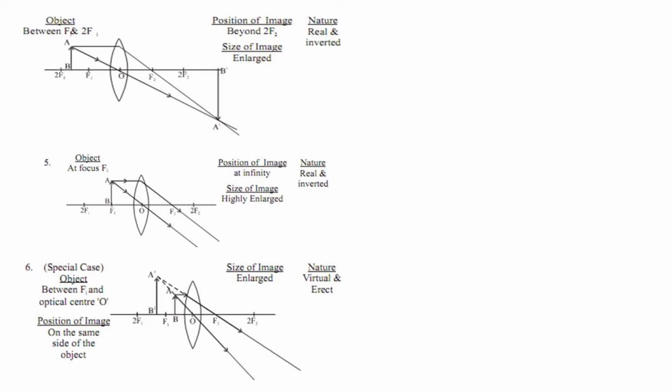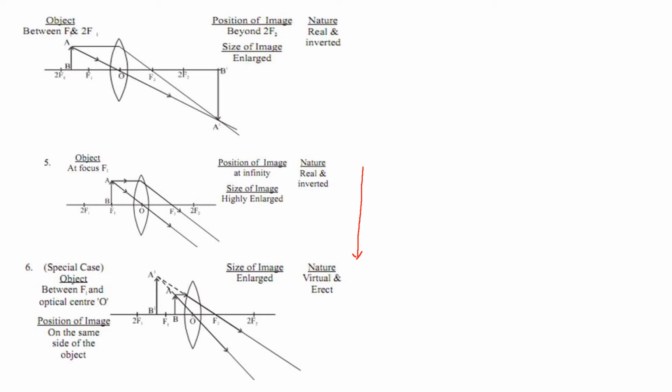I have taken two rays as usual: one parallel to the principal axis, going through the principal focus, and the other ray going straight through the optical center, right? And somewhere in infinity, they are going to meet. We consider that somewhere in infinity they are going to meet. The image will be highly enlarged. Of course the image will be real and inverted, and the size of the image will be highly enlarged. This is what we assume, right?